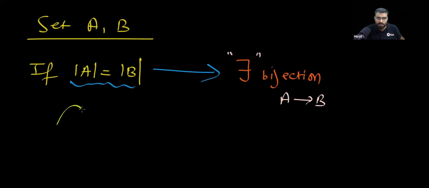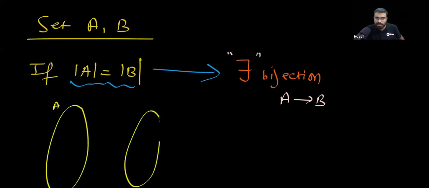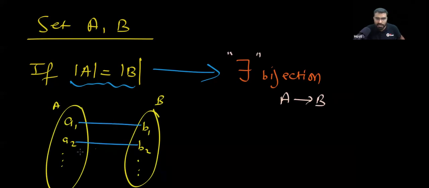Yes or no? This set A, this set B, they have the same cardinality. A1, A2, and so on; B1, B2, and so on. They have the same cardinality, remember. Because they have the same cardinality, you can create a bijection. So there exists a bijection. So finally, this is the final result.